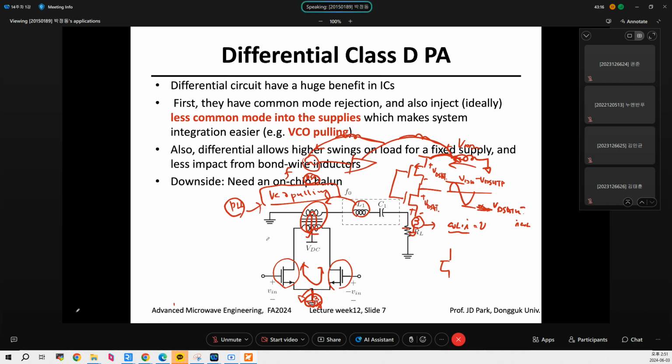Okay, so once you implement a differential class-E amplifier, this kind of injection is reduced quite a lot, which may prohibit VCO pulling. That's a really important thing that you need to understand.